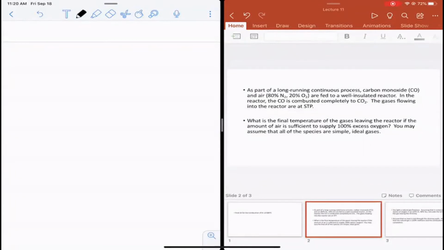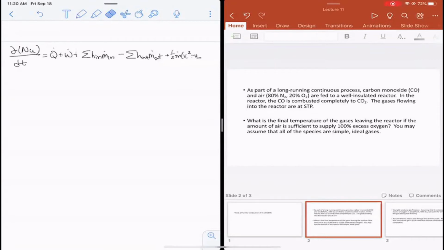So I want to start the problem first, the same place that we've started problems several times, is that we have dU/dt is equal to Q plus W plus the sum of the enthalpy that's entering the reactor minus the sum of the enthalpy that's leaving the reactor plus 1/2 m dot times the velocity entering squared minus the velocity leaving squared, sorry about that, actually it's in minus out, plus, I'm just going to write delta potential energy, because 1, I'm running out of space, and 2, you're not told anything about a change in height in the problem. So we know that's going to be equal to 0.